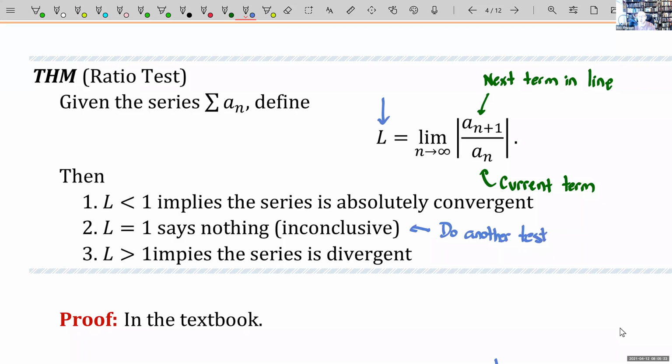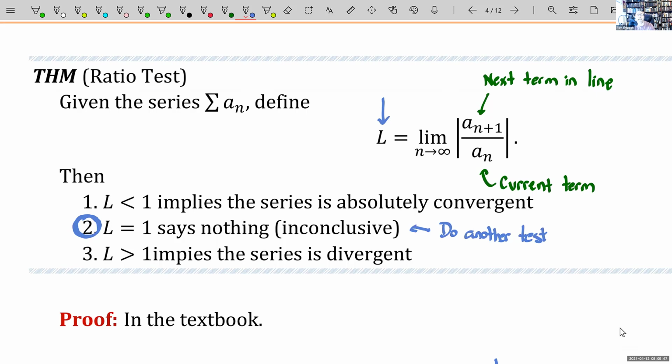And if that ratio is greater than 1, then the next term in line is always bigger than the current term. That series is going to blow up, and so it'll be divergent. The main thing that trips people up is when the limit is 1. So please remember, if that limit tends to 1, we have to switch to a different test. And that does happen actually quite often. We'll see it in examples.